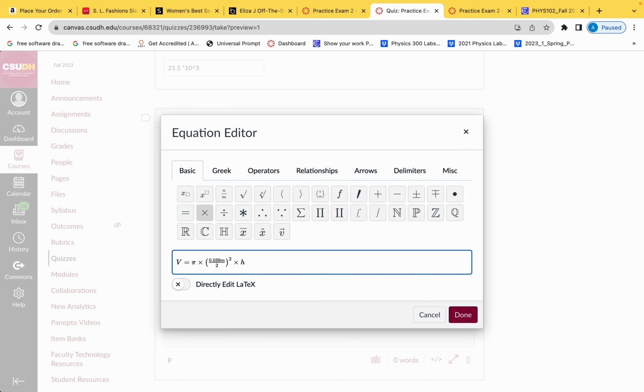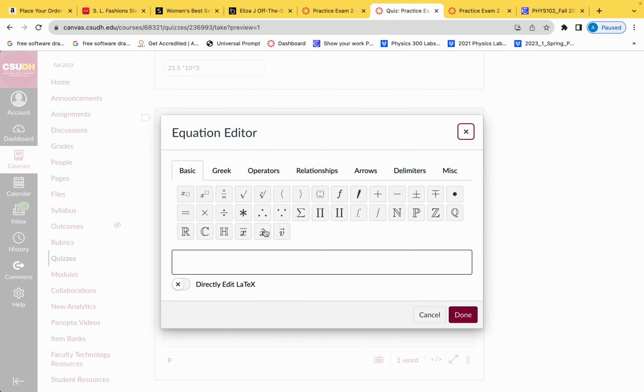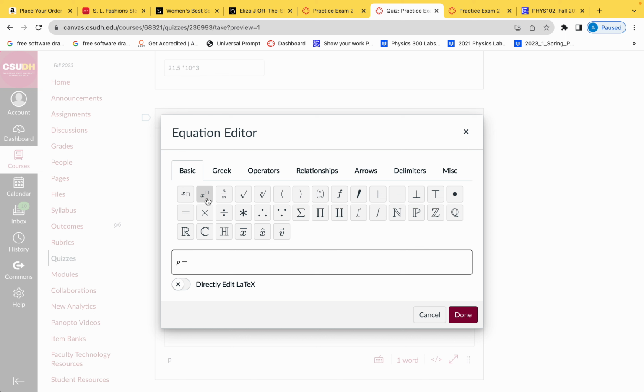Then this is pi times the diameter over 2, squared. I can also write here the number since I wrote the equation before, and that is in meters. And then finally I will say this equals, and I will use my calculator to calculate it. Then finally I'm going to come here and say again the density rho equals, and again I need the fraction.